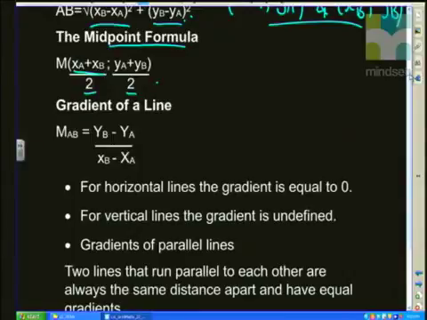All right. Gradients of a line. To find the gradient of a line between 2 points, your gradient is the y coordinate at point B minus the y coordinate at point A, divided by the x coordinate at point B minus the x coordinate at point A. So that's your gradient formula.